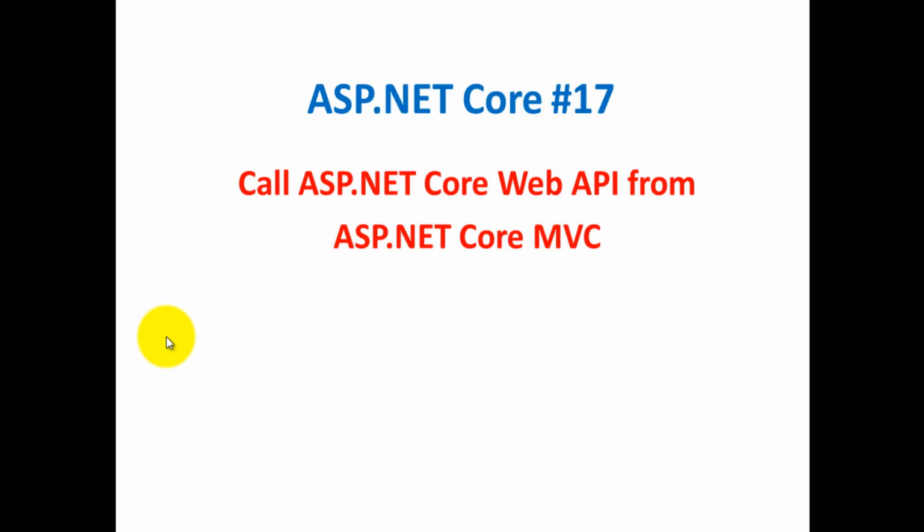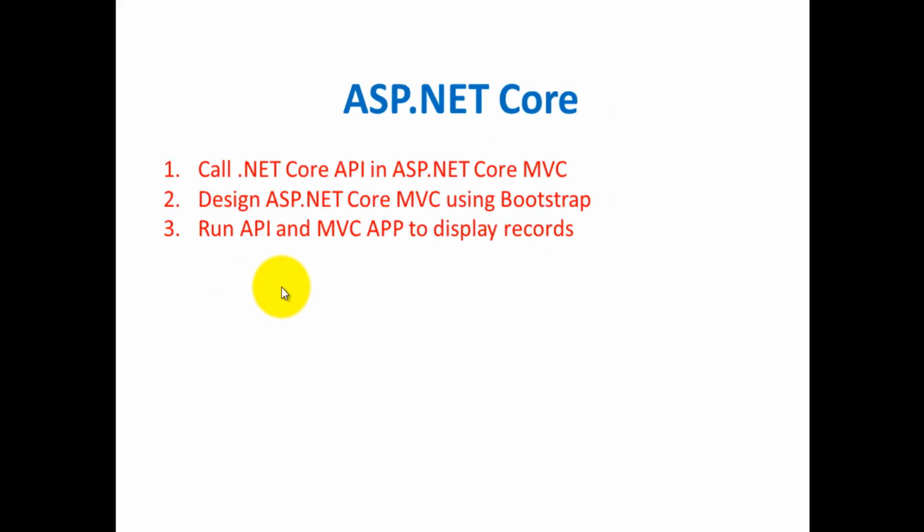So guys, before going to this part 17, please visit part 16 of my ASP.NET Core application tutorial. Here you'll get some ideas on how to create an ASP.NET Core Web API as well as an ASP.NET Core MVC application. I will add this link in the description of this video. Please go through that. In this video I'll discuss a few points: how to call the .NET Core API in ASP.NET Core MVC, how to design ASP.NET Core MVC using Bootstrap, and how to run the API and MVC application to display the records.